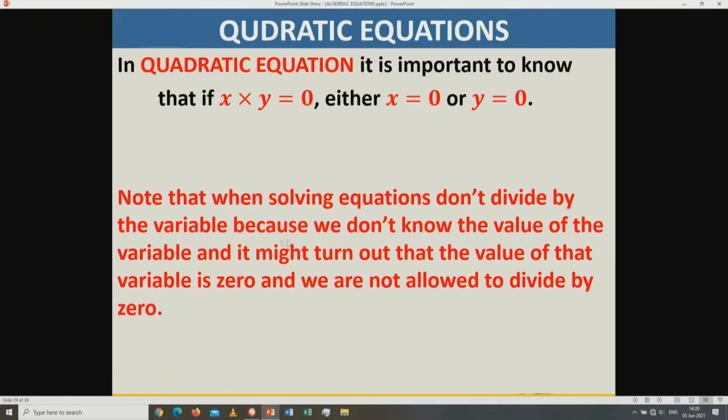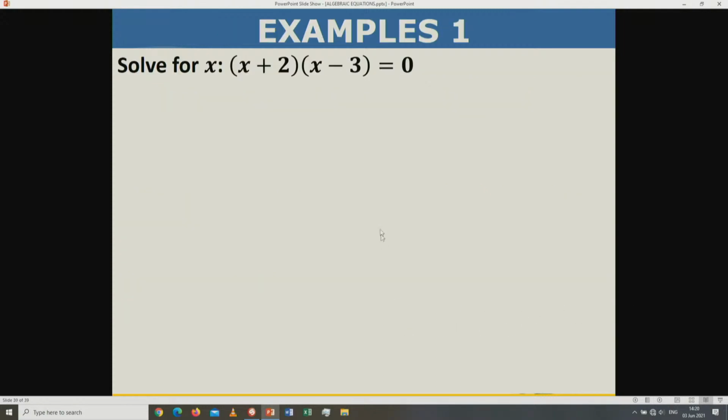Hence, one of the factors must be 0. Now, the point that I raised earlier: note that when solving equations, don't divide by the variable, because we don't know the value of the variable, and it might turn out that the value of that variable is 0. And what is happening when we divide by 0? You know, we are not allowed to divide by 0. Right. Now let's have a look at this example.